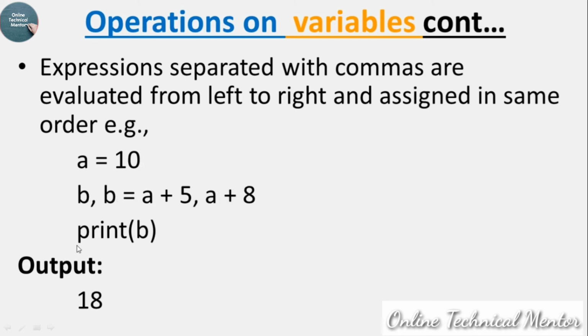So when you print the variable b, you will get the value of the last, or rightmost, b. Since it is evaluated from left to right, the right-hand side is evaluated in the last phase. So when you print b, you will get 18 as output. That means the rightmost operation will be stored in b in the last execution, and the value of that b will be given in the output.